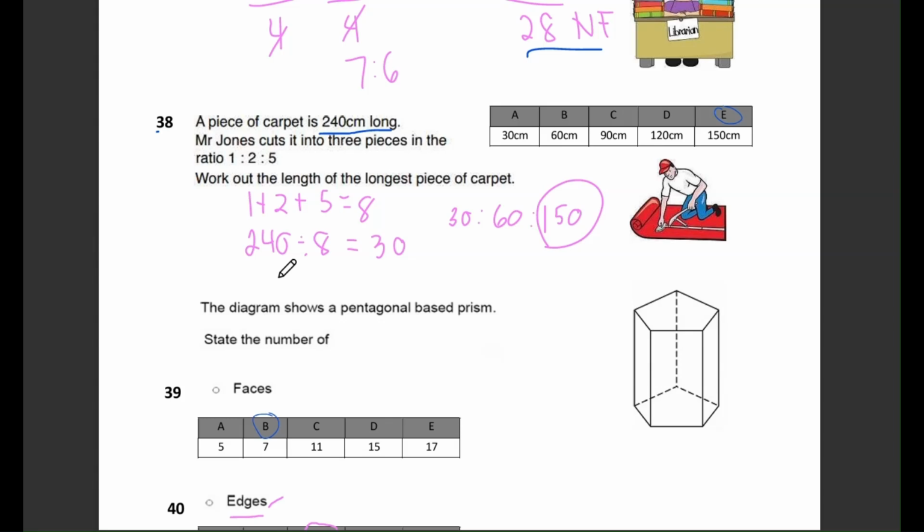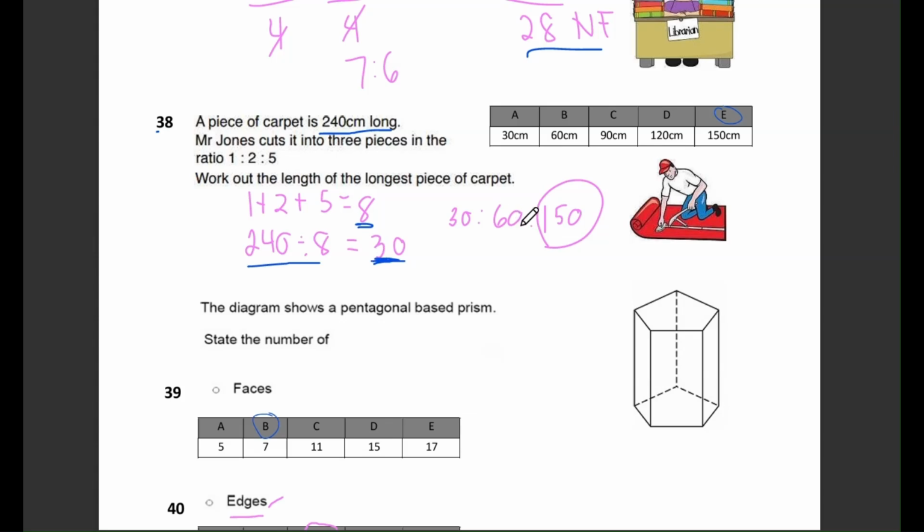To figure out how long the longest piece is, we first need to know how many parts there are in total. So we add the numbers in our ratio, 1 plus 2 plus 5. If you add those together, you get 8 total parts. Now we need to divide the total length of the carpet by the total number of parts, so we do 240 divided by 8. That gives us 30 centimeters per part.